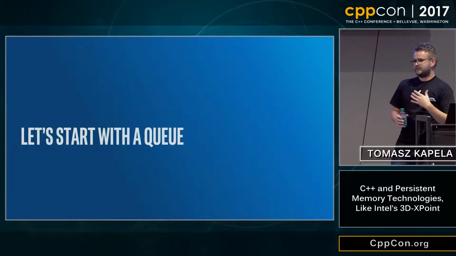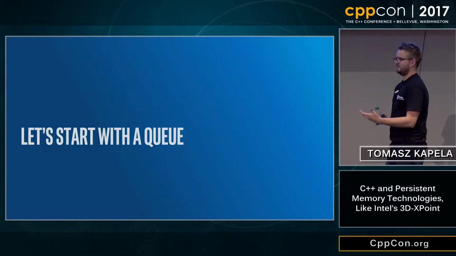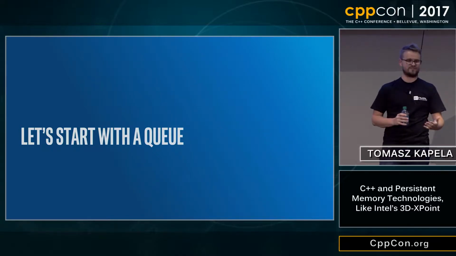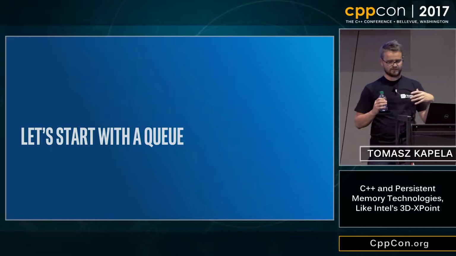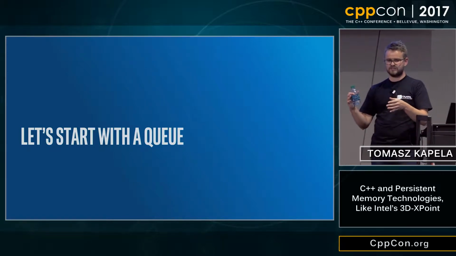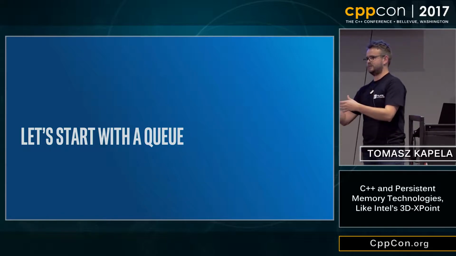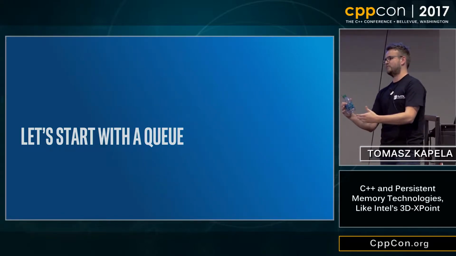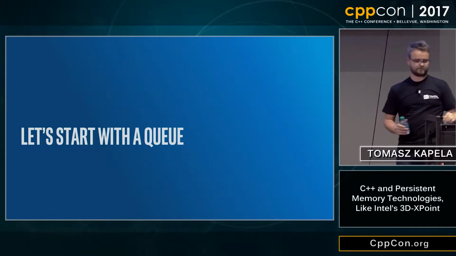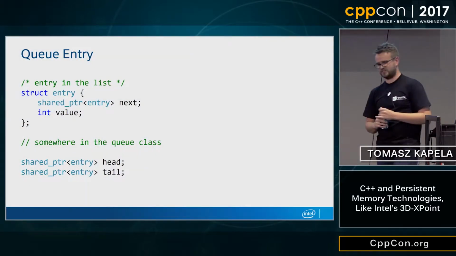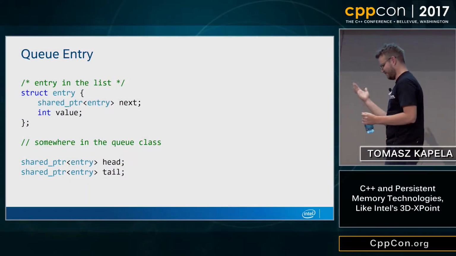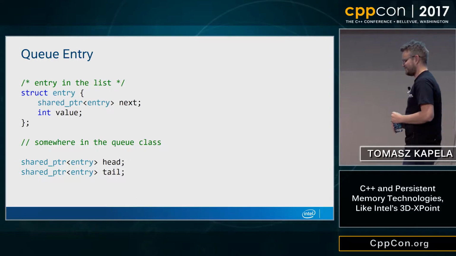We're going to go through an example of a really, really simple, trivial queue. I just want to start with a volatile implementation and then step by step take you converting that queue example into a persistent memory aware implementation. So this is the queue entry. This is the whole queue structure actually. I told you it was trivial.